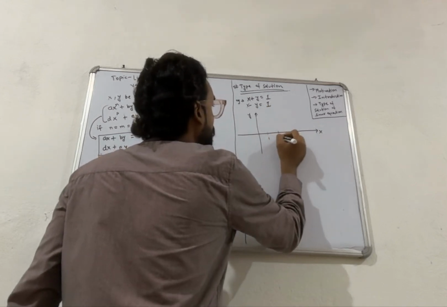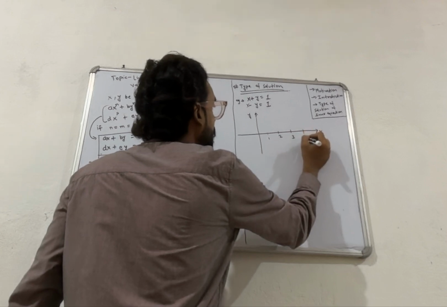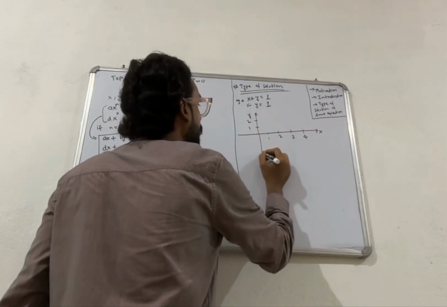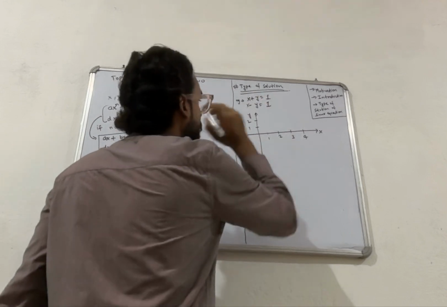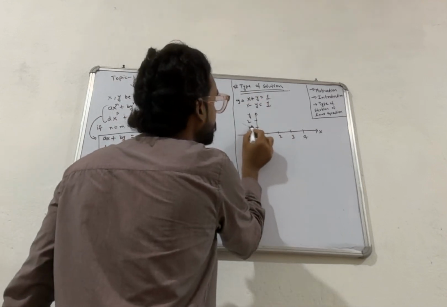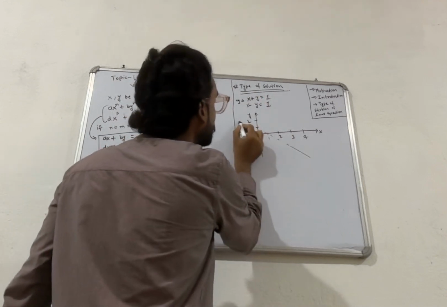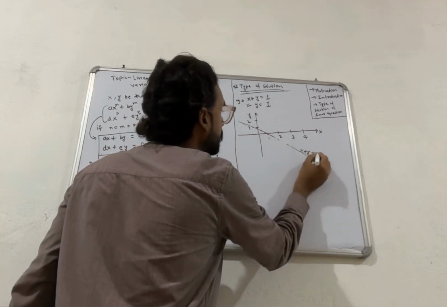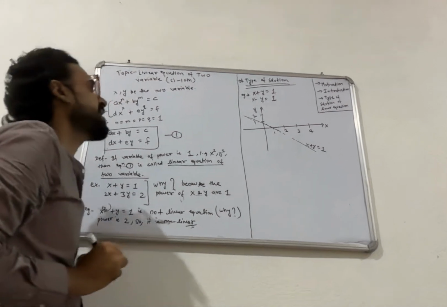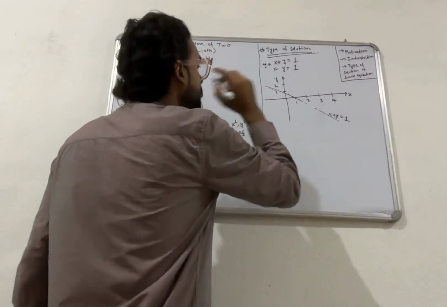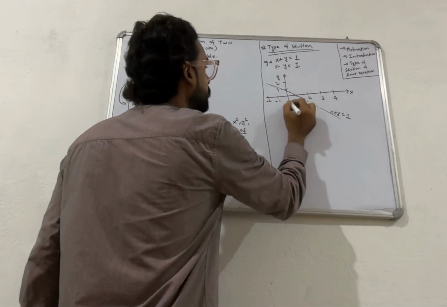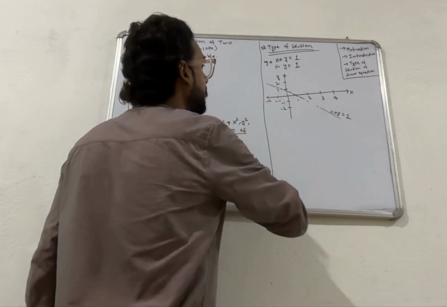Okay, so this is our graph, and this is our x, and this is our y. This is 1, 2, 3, 4. This is 1, 2. Okay, x plus y. So this is our x plus y graph. X plus y is equal to 1. Okay, and the other is minus 1, minus 2, minus 1, minus 2.